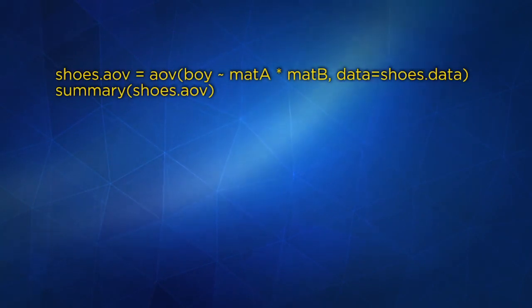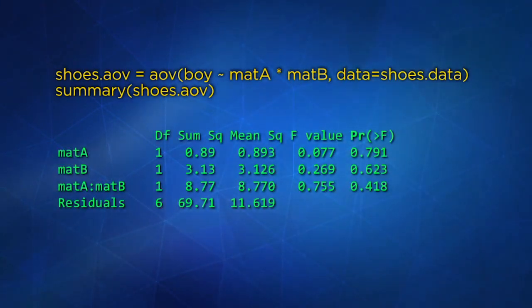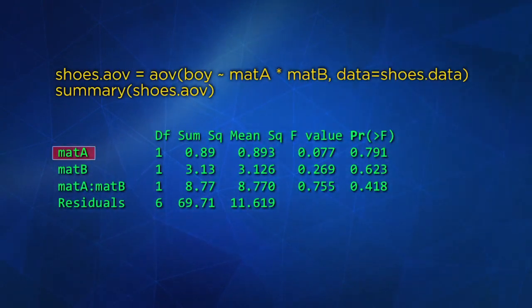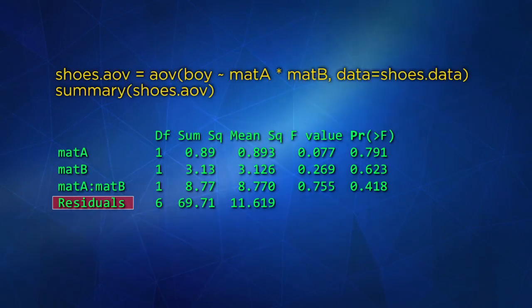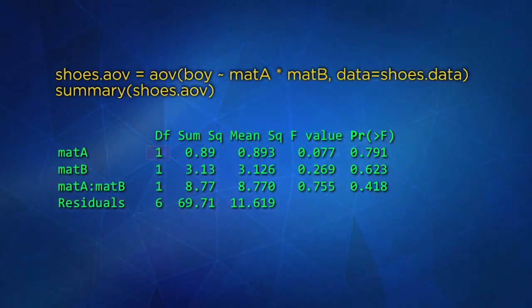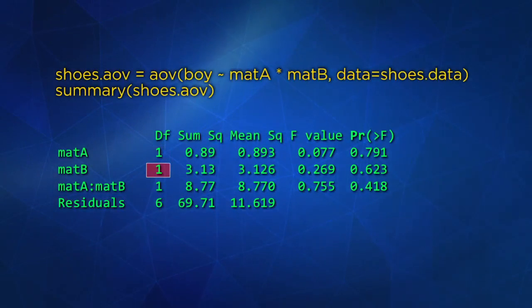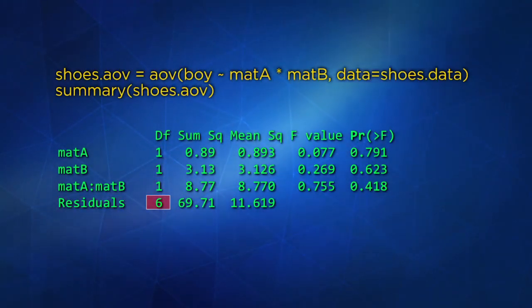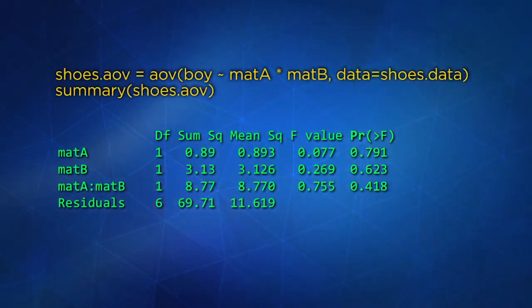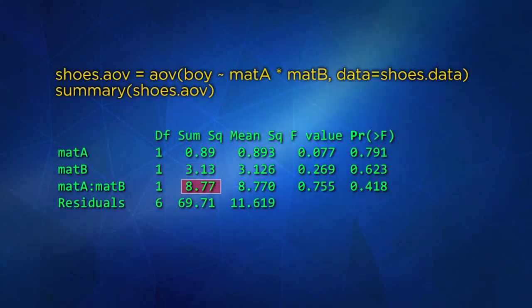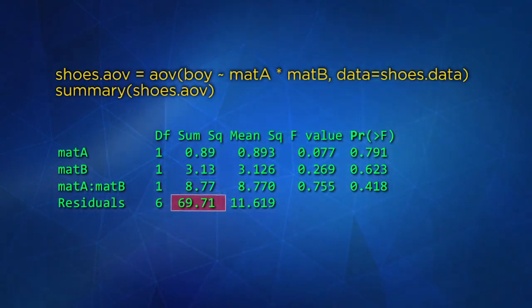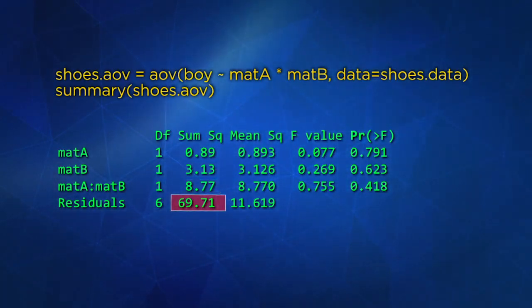A summary of aov gives us the following results. We see each of our variables, so mat A, mat B, the interaction, and the residuals. And you see their associated degrees of freedom. 1 degree of freedom for mat A, 1 for mat B, 1 for the interaction, and 6 that are left in the residuals. Look at those sums of squares. We've got a pretty low sum of squares. So 0.89 for material A, 3.13 for material B, 8.77 for the interaction, and 69.7 left in the residuals.